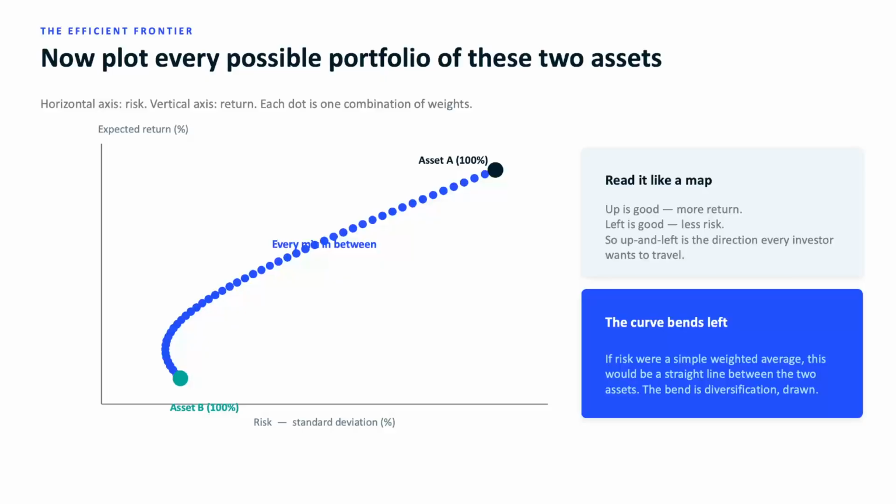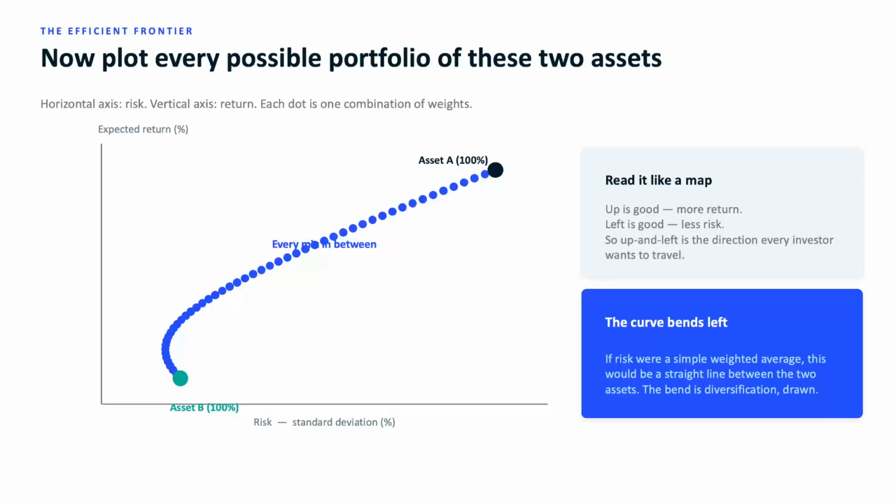And now look at the shape of that curve. It doesn't run straight between the two assets. It bulges out to the left, it bends. If risk were a simple weighted average, this would be a straight line. It is not a straight line. That bend is diversification, and that is what we have drawn in this curve. Every bit of leftward bulge is risk that correlation removed for you. We have now seen the same fact three ways: as a table, as a formula, and as a curve.